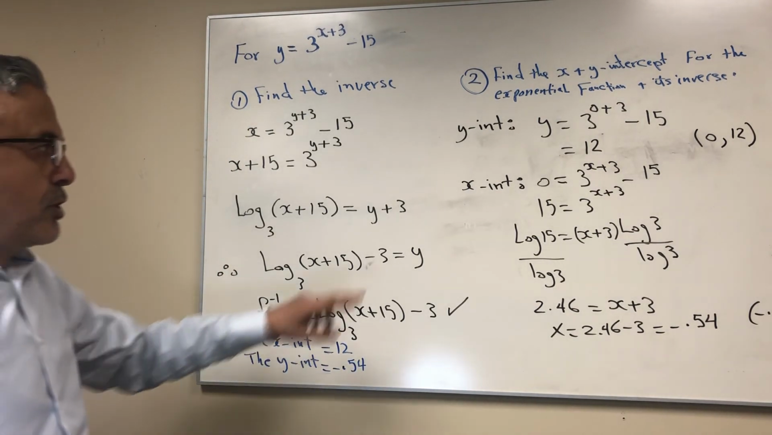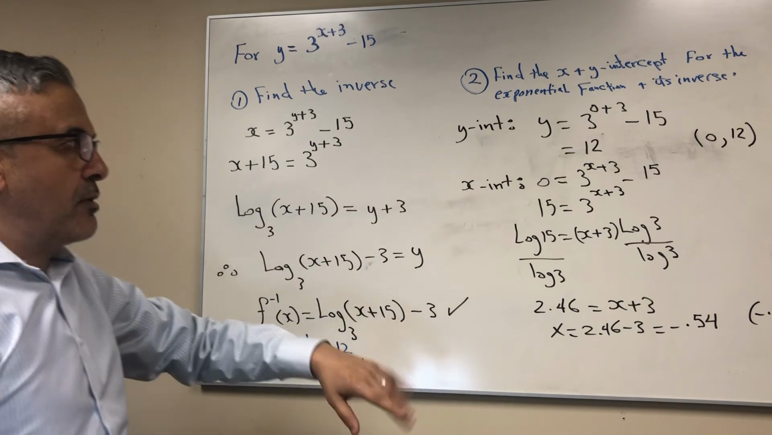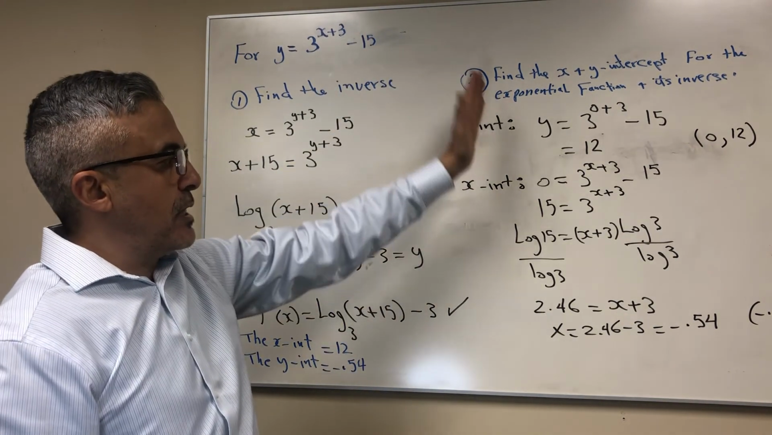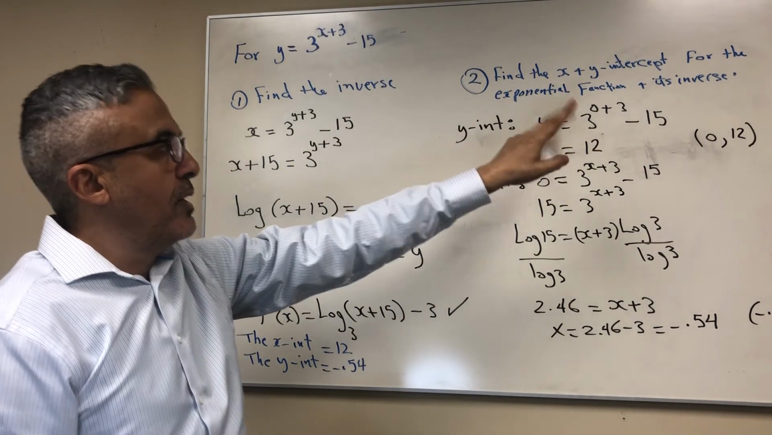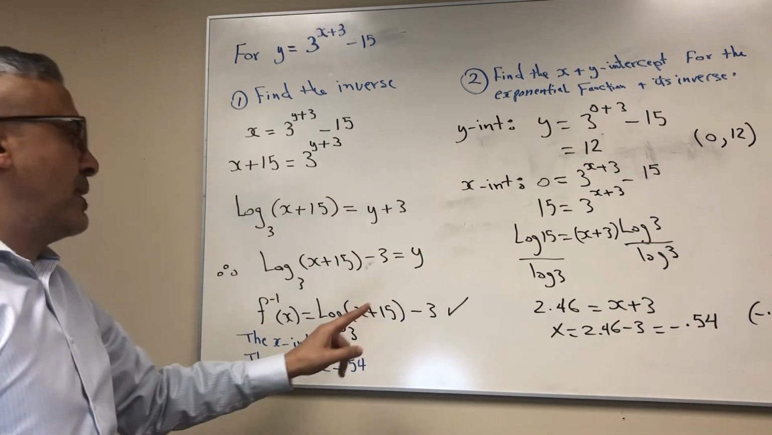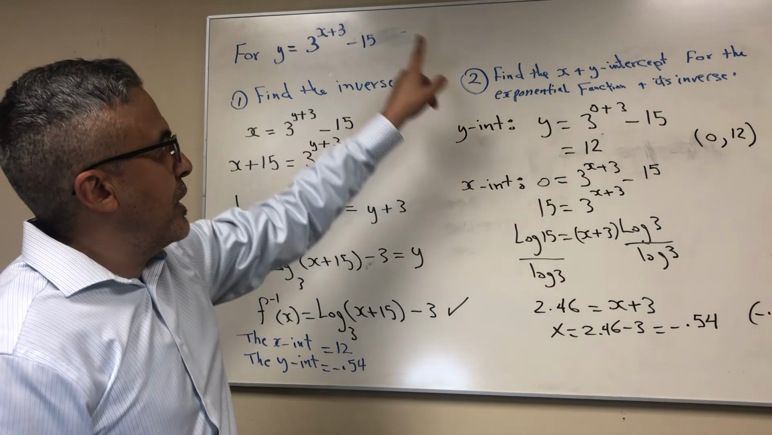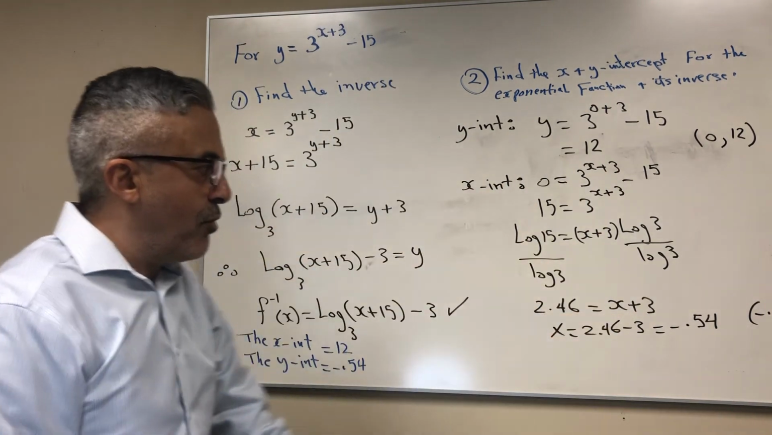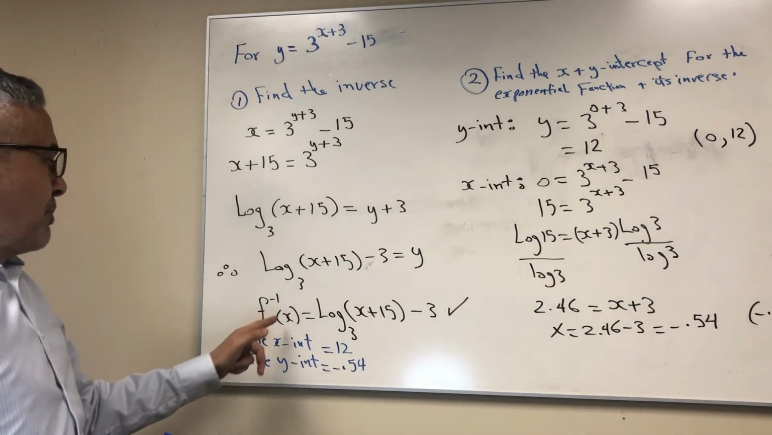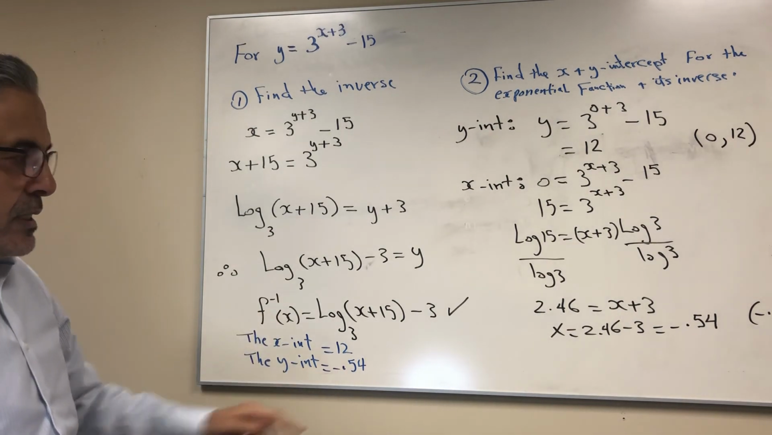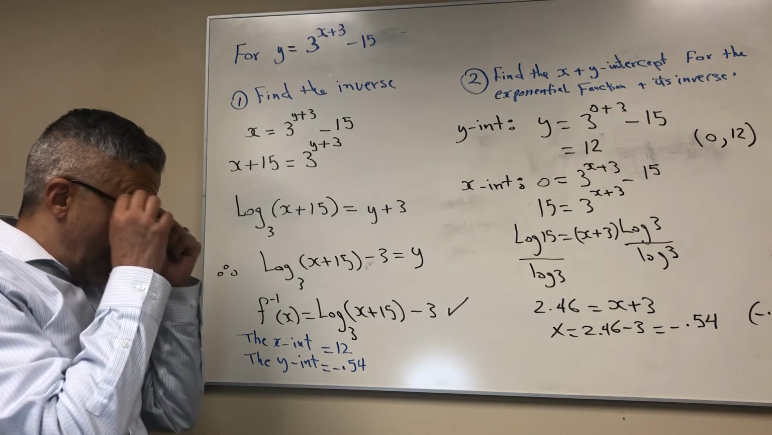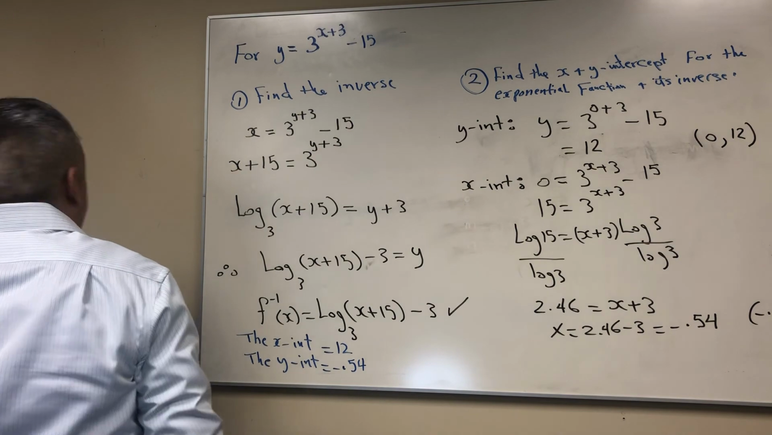So for the inverse, you also swap the x-intercept and the y-intercept. On the original exponential function, the y-intercept is 12. Then on the inverse, it's the x-intercept that will be 12. And then the x-intercept on the exponential function is negative 0.54. That becomes the y-intercept in the inverse function, which is negative 0.54. That's it for this question.